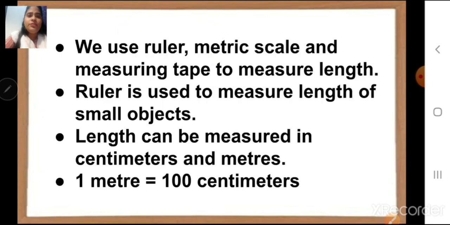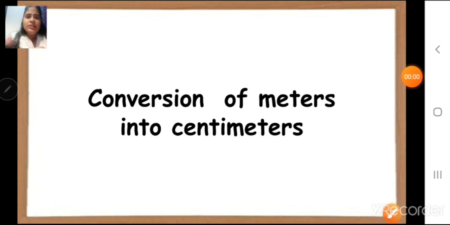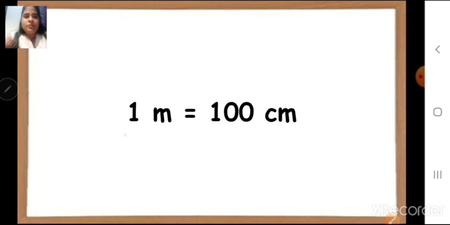Children, till now we have understood that we use a ruler, metric scale or measuring tape to measure length. Then a ruler is used to measure the length of a smaller object, right? And length can be measured in centimeters and meters. Also, we have learned a formula, which is 1 meter is equal to 100 centimeter. Now, in mathematical terms, we are going to understand the conversion of meters into centimeters. As we know, the formula is 1 meter is equal to 100 centimeter.